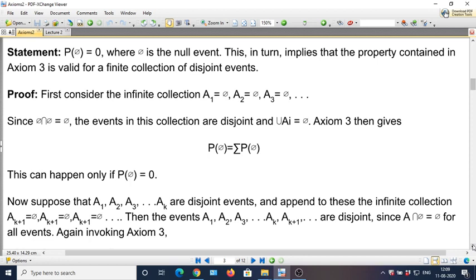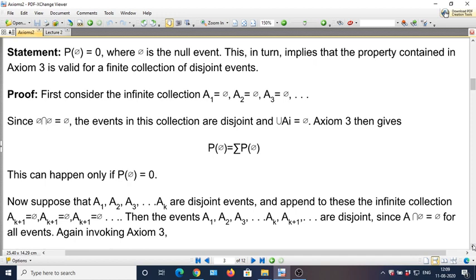Then we will prove a theorem, that the probability measure of the impossible event or the null set is 0. During this we will do it using a different reasoning. First we saw that P of psi is 0 can be arrived at as follows. First let us consider a collection of infinite number of disjoint events. A1, A2, A3 are all different disjoint events that can be defined in the sigma algebra.